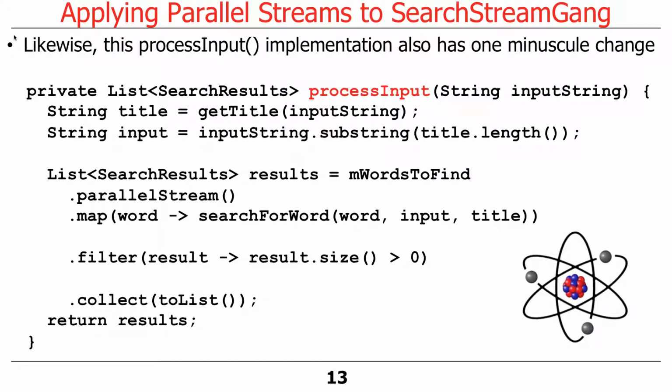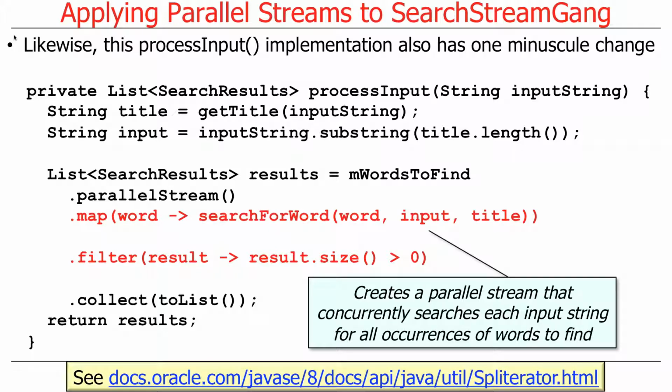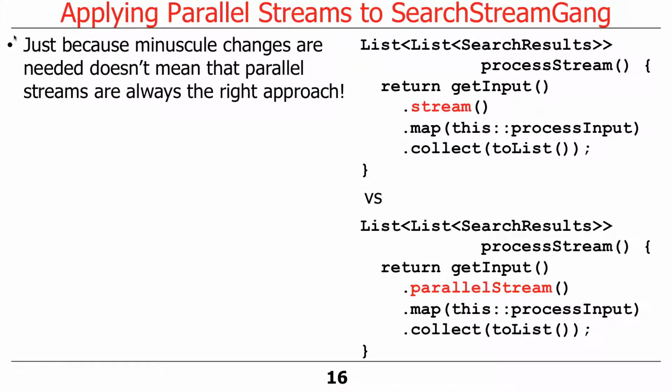Here's the process input method. Once again, the changes are absolutely trivial. We just replace stream with parallelStream, and then we're able to go ahead and process all these things concurrently. Everything else is pretty much the same, and it uses a spliterator under the hood as well. Now here's the deal. For this particular example, because it's fundamentally an embarrassingly parallel approach, going from a stream to a parallel stream was easy, and it got essentially linear speed up, as we'll see when we look a little bit more closely at the code.